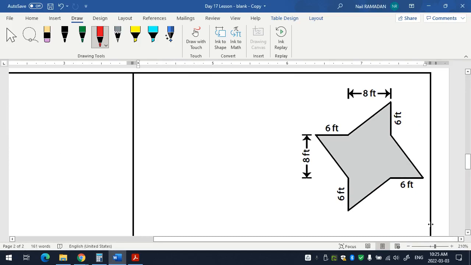Any takers for this ninja throwing star? Anyone who would like to cut this? Katarina, go ahead. Which way are you gonna cut? And do you think all of those small triangles are identical? They sure are.